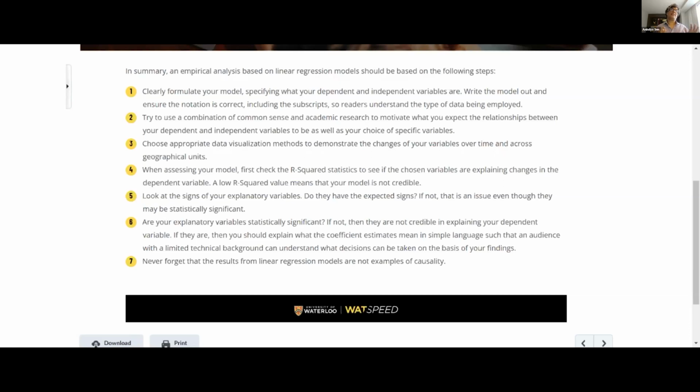Next step, it's not sufficient if your explanatory variable has the right sign. Is it statistically significant? That's based on a t-value, and it tells you that if you keep repeating your analysis across many samples, on average out of 100 samples, how many times are you going to get a similar result?